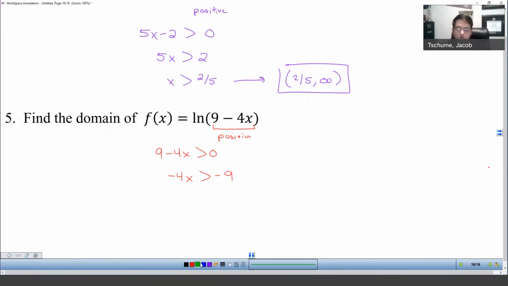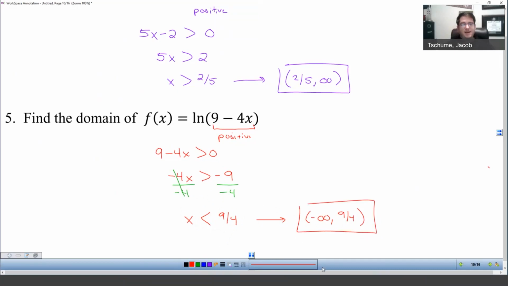And as you hopefully remember from an algebra class, when you divide by a negative number and you're dealing with inequalities like greater thans and less thans, when you divide by a negative, it flips around your inequality. Then you simplify the other side. A negative divided by a negative is a positive, so that's positive 9/4. If you write this in interval notation, since it's less than, your interval would actually be negative infinity to 9/4. That is the domain of your natural log function.